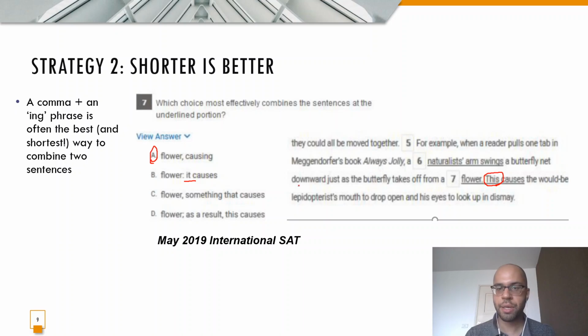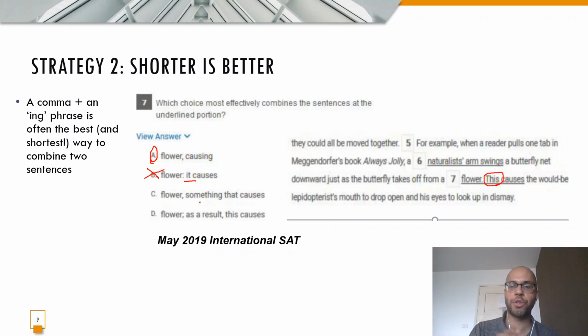It causes, right? If you're going to use a pronoun like it on the SAT, it needs to refer back to a specific noun. It cannot refer back to an action. Unless there's a specific thing like the butterfly causes, no, it's the fact that the butterfly takes off from the flower, but there's no central noun that this it is referring back to. So B is wrong.